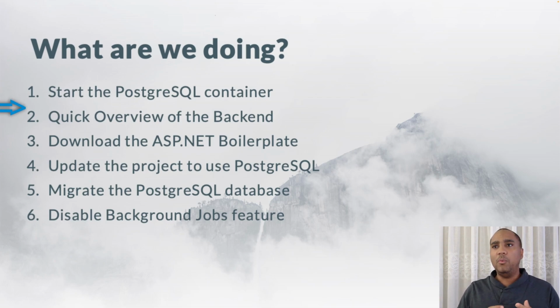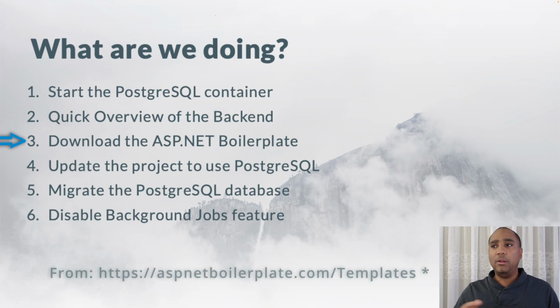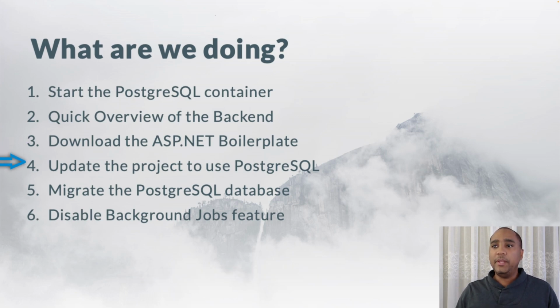Moving on, we're going to do a quick overview of the backend side of things of the framework. And we're going to look at how we're going to end up this video demonstration. So I'm going to be running Swagger and showing you, hey, what is the outcome of this video. As well, on point number 3, we're going to download the ASP.NET Boilerplate template from the official web page. And we're also going to update the project.